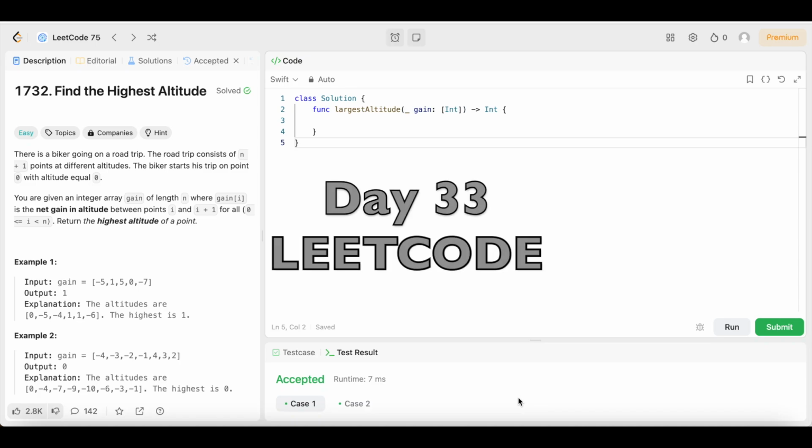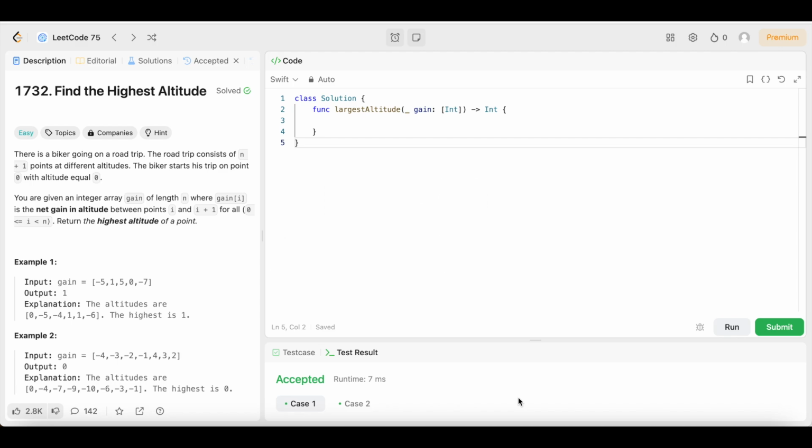Day 33 of doing a LeetCode problem every day until I get a job. All right, guys, we're back again. Another day, another LeetCode problem. You know how we do.